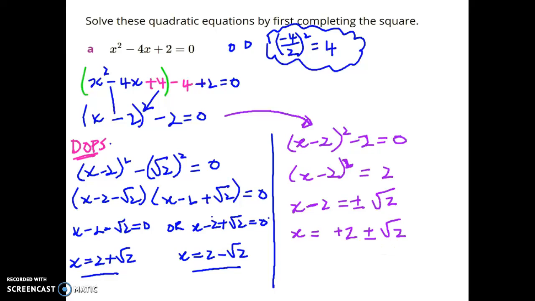And I've actually got exactly the same solution. 2 plus root 2 is here, and 2 minus root 2 is here. The same solution whether you do it using dots or whether you do it using backtracking. And I don't care which way you use, because provided you do everything correctly, you'll get the right answers. Let's try another one.